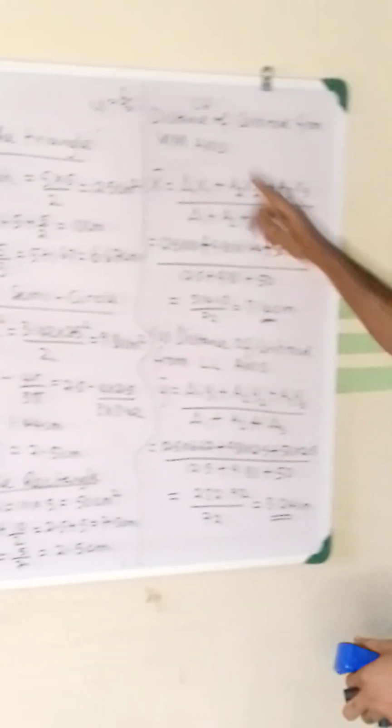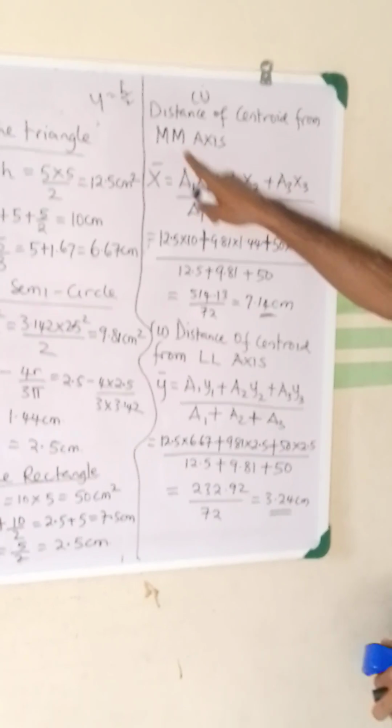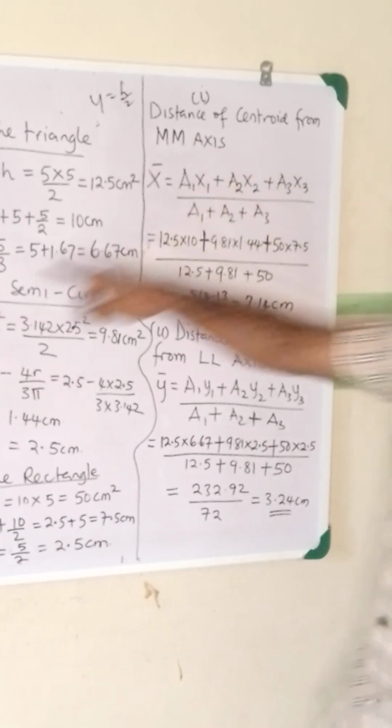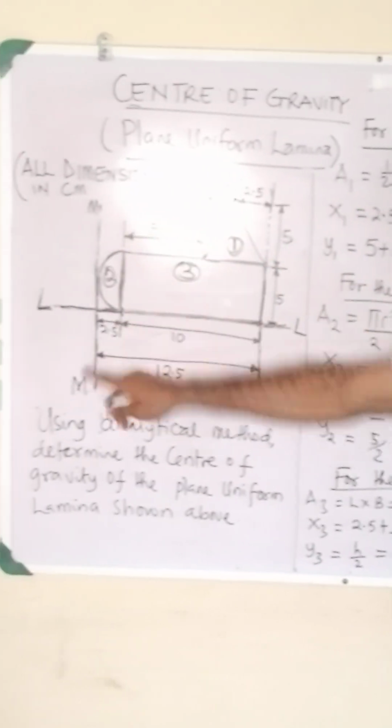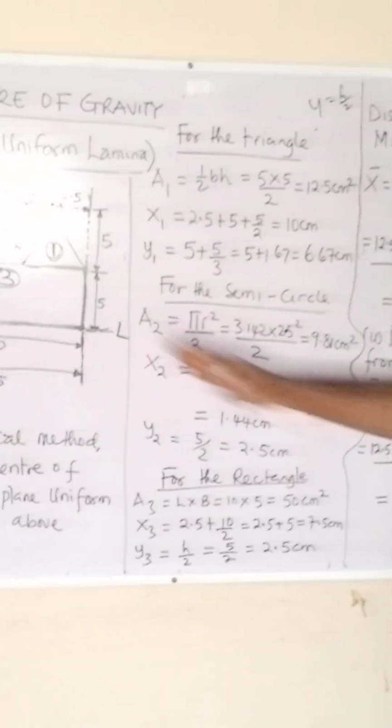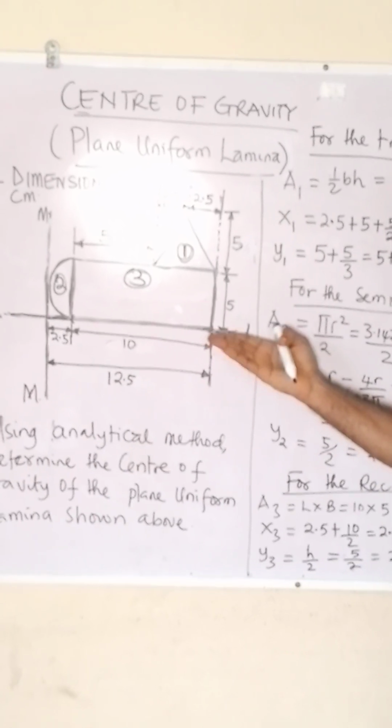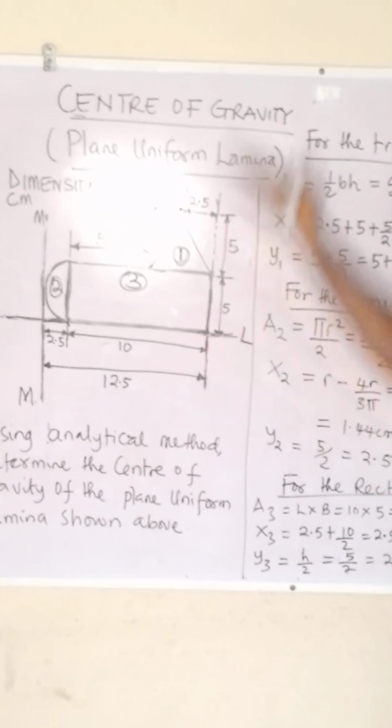And so for us to now determine the distance of the centroid from the MM axis, this is the MM axis. We have to use x, because the MM reference point is this way. And if we are talking about LL, we are looking at from the bottom up.